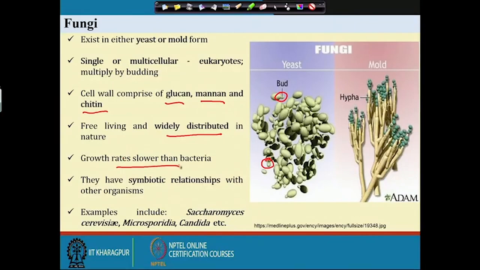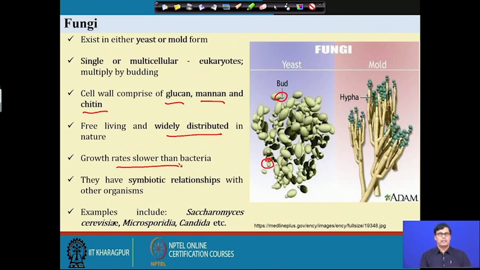Then their growth rate is comparably slower compared to bacteria. This is usually found on the basis of doubling time. Doubling time is the time required to double the cell population. I can give the example that in bacteria, the doubling time is about 15 to 20 minutes, but in yeast cells it is about 1 to 1.5 hours, and in fungi like Aspergillus niger it may be a couple of hours.